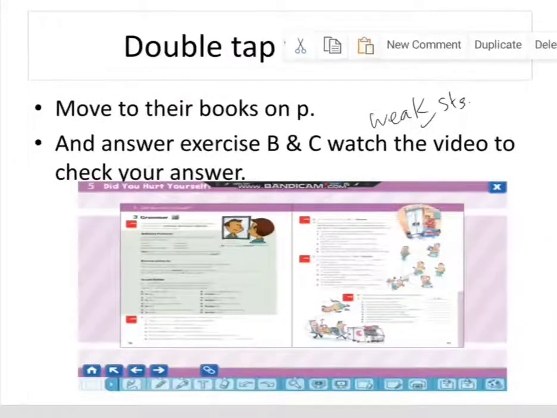Okay. Go back to the book, exercise B and C related to using so and because, and ask the weak students to do some of the exercises here. Then you can watch the video and check the answer together and discuss the answer.